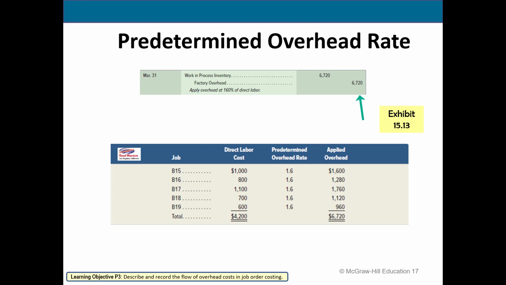So you can see we have debited work in process inventory and credited factory overhead. So you'll recall that overhead is part of the job cost, which includes direct materials, direct labor, and factory overhead. So direct materials and direct labor go into work in process. And this is how the overhead also goes into that account, the work in process inventory.